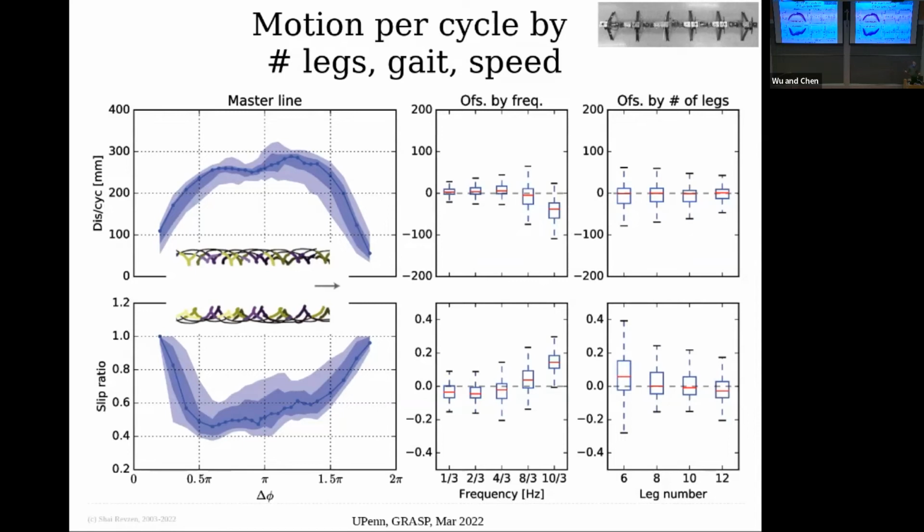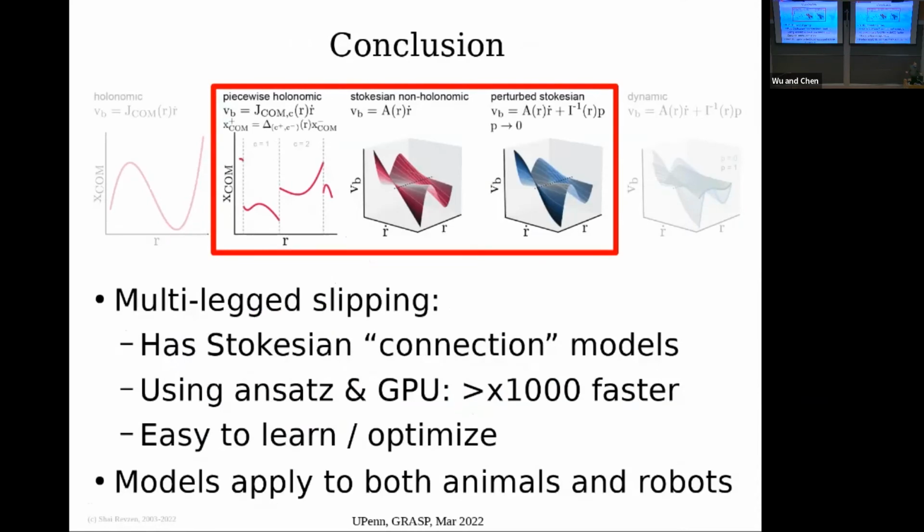So what have we seen here? Well, multi-legged slipping has Stokesian connection models. It behaves basically like slithering. Using the ansatz we came up with and a GPU, you can get a 1000x speedup on simulating these systems. They're much, much easier to model than you think, and they're easy to learn from the data.